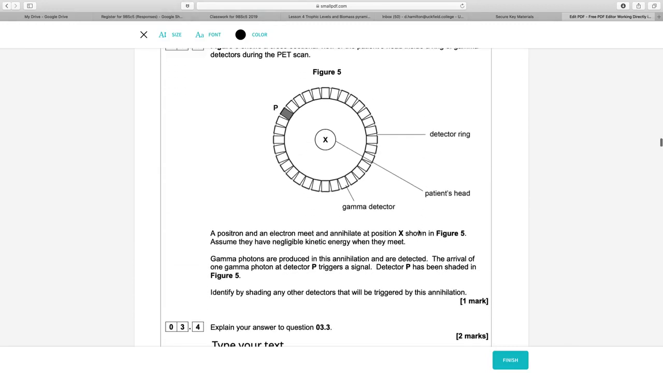Three. Positron and electron meet and annihilate at position X, and you have a gamma photon triggering the detector at P. Where would the other one be? Directly opposite. So one either side will do. You'd expect it to be here. Any one of these three, but only one. If you do more than one, you will lose the mark. So that would be the one either side, just to allow for a bit of squiffy perspective on that, but that's the one.